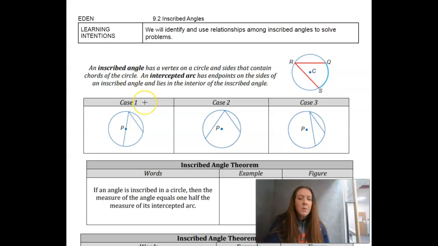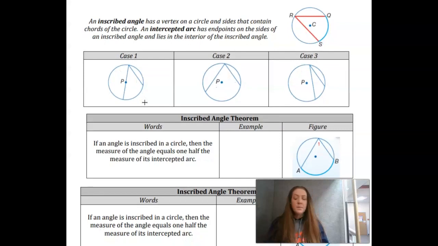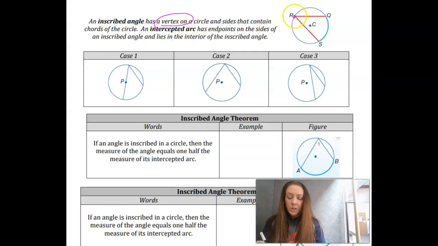So the first thing we want to talk about is, what is an inscribed angle? By definition, an inscribed angle has its vertex on the circle, okay? And the sides are going to be chords. So here's chord RS and here's chord RQ, and so this makes an inscribed angle, okay? It's inside the circle, but not through the center, if that makes sense, okay?